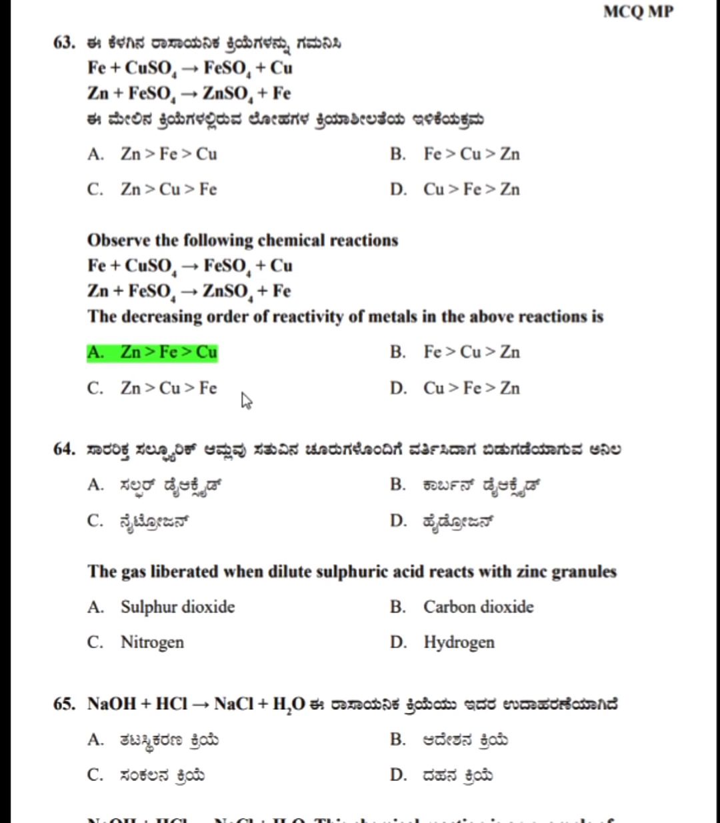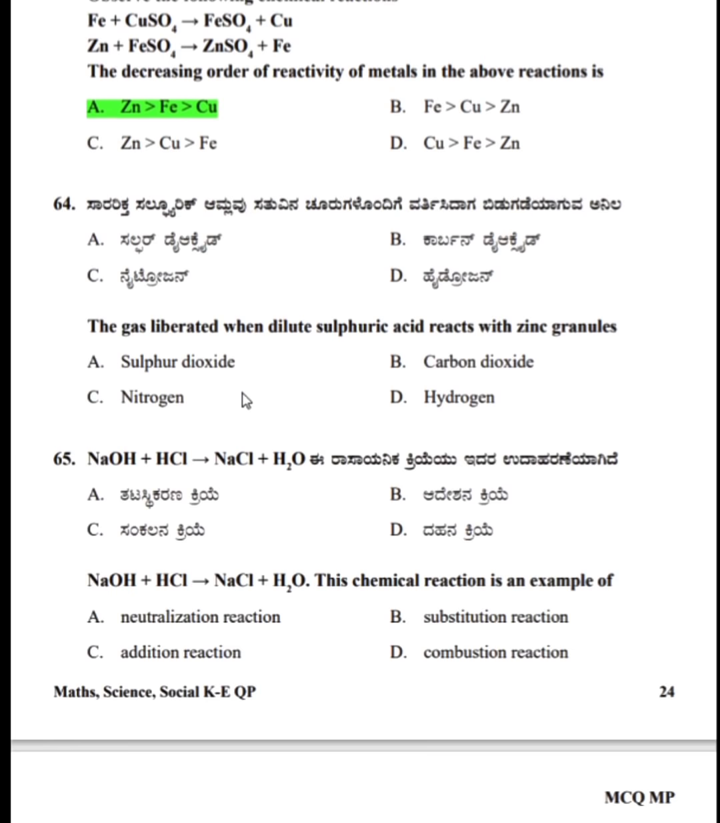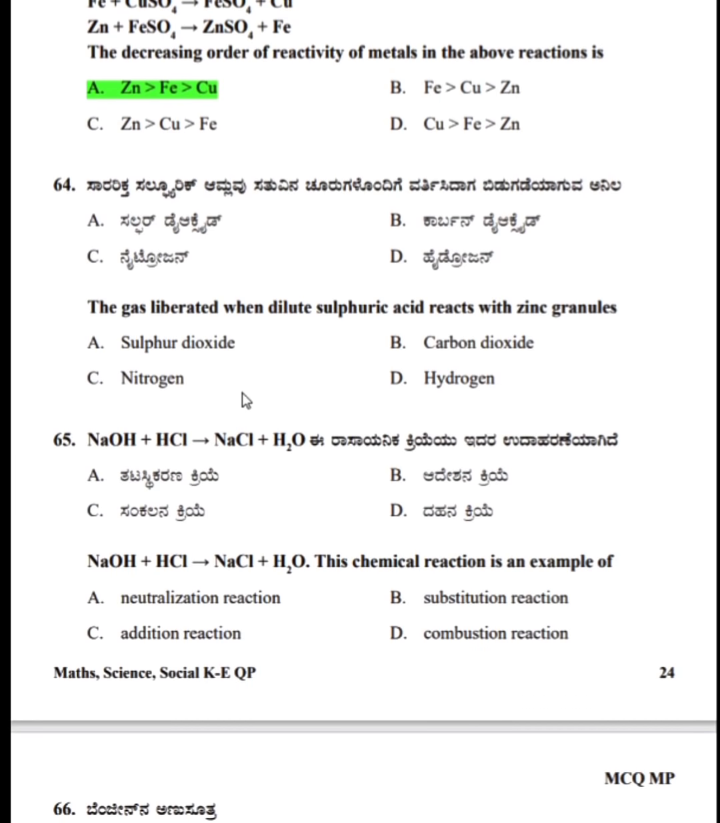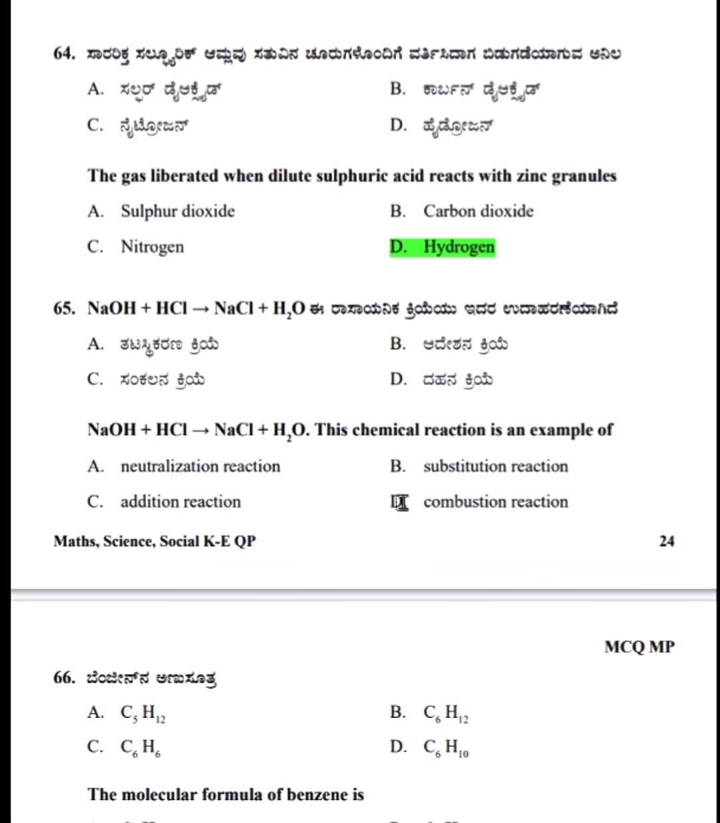Question number 64. The gas liberated when dilute sulfuric acid reacts with zinc granules. The gas liberated will be hydrogen gas. When metal reacts with acid, it releases hydrogen gas. Therefore, the correct answer is option D, hydrogen gas.